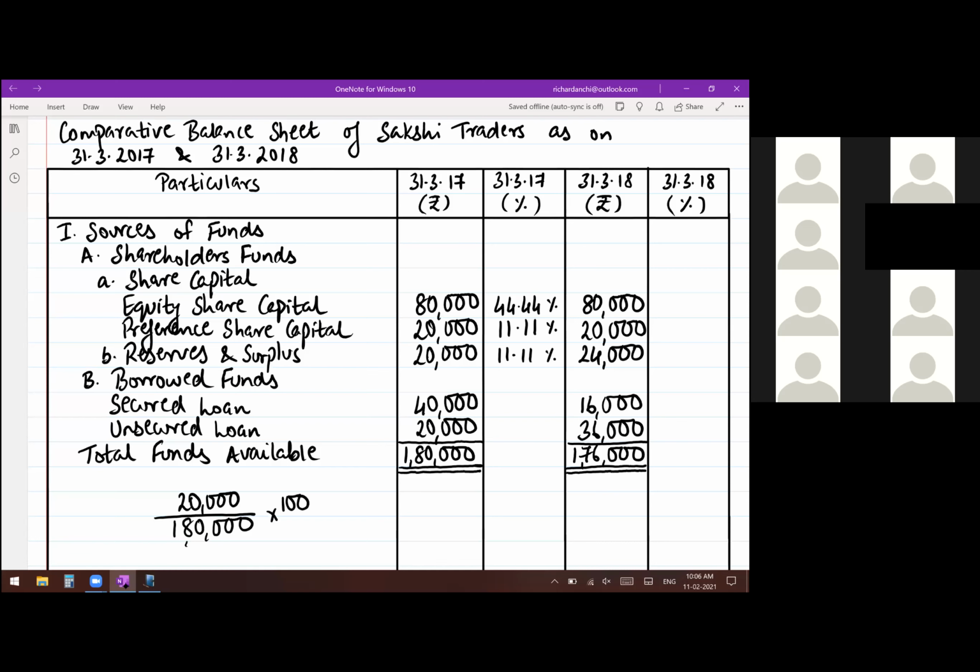The next item, secured loan, will be 40,000 divided by 1,80,000 into 100. Instead of calculating, you know that for 20,000, it was 11.11. So for 40,000, it should be double. How much? 22.22%. And then the last item, that is unsecured loan. 20,000, again, that also you have calculated on top, 11.11%. That's it, done. If you take the total, that should come to 100%.